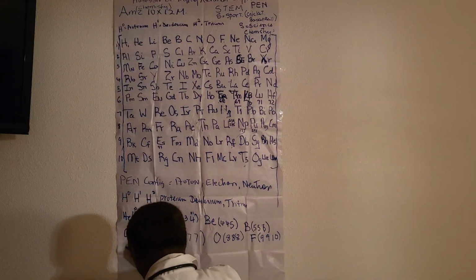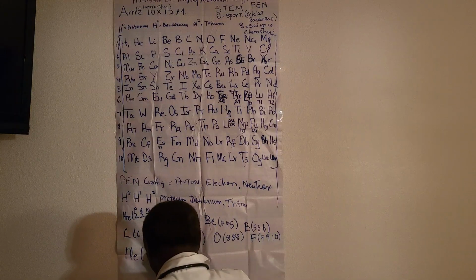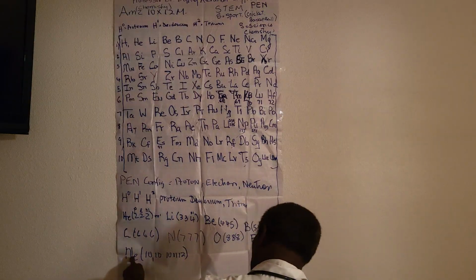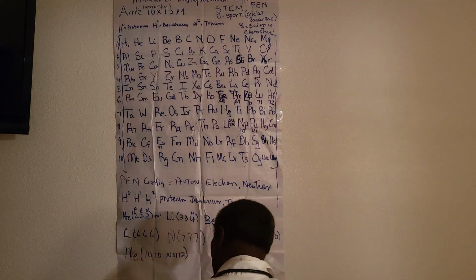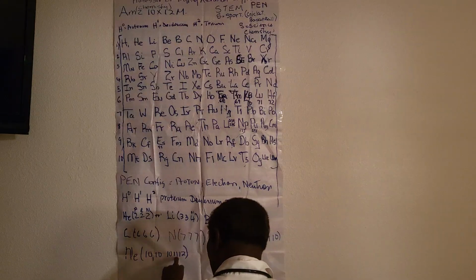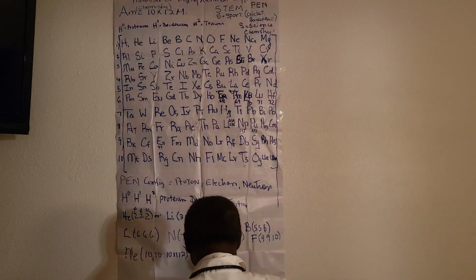And so you have neon. Writing in the PEN configuration here, neon, Ne, and for neon you have 10, 10, and 10, 11, and 12. This is an inert gas, and I think the most abundant and stable is either 10 or 11 here. But then you have isotope 10, 11, and 12. So neon, next one will be sodium, Na.